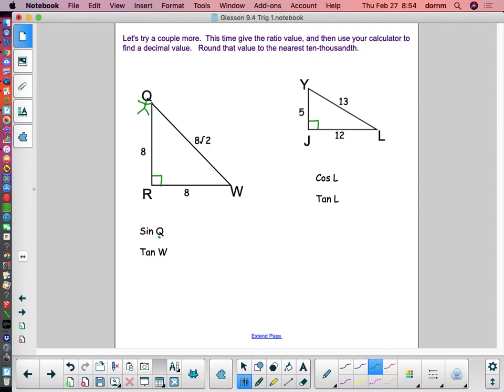All right, so let's identify our sides. Which side's the hypotenuse? Okay, there's my hypotenuse. Which side's going to be my opposite? And this is going to be the adjacent. And my opposite and adjacent happen to be the same, which is fine. Oh, what kind of triangle is this?